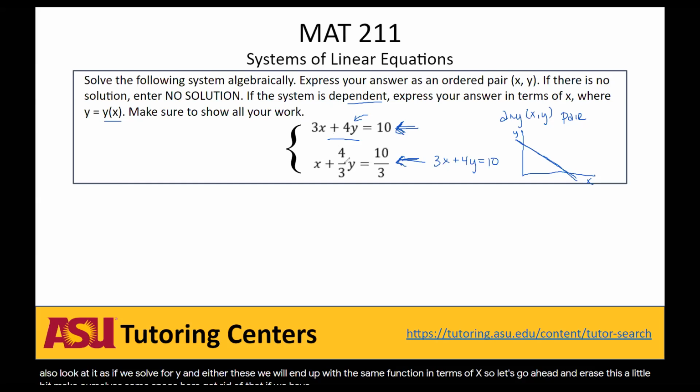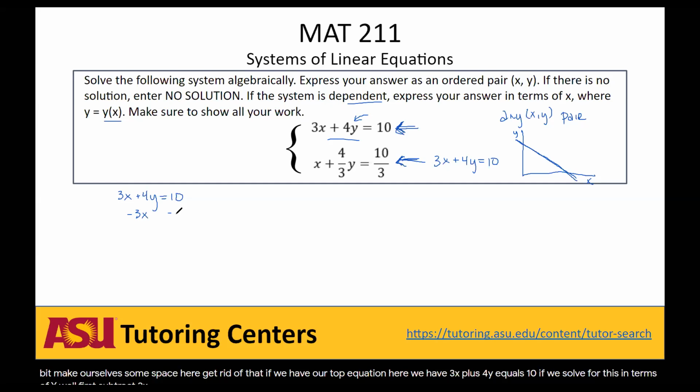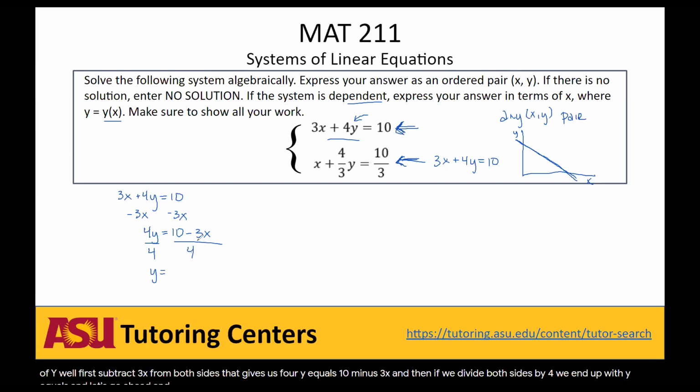So if we have our top equation here, we have 3x plus 4y equals 10. If we solve for this in terms of y, we'll first subtract 3x from both sides. That gives us 4y equals 10 minus 3x. And then if we divide both sides by 4, we end up with y equals, and let's go ahead and distribute this 4 across our subtraction here. So that would be 10 over 4 minus 3 over 4x. So that's for our first equation.